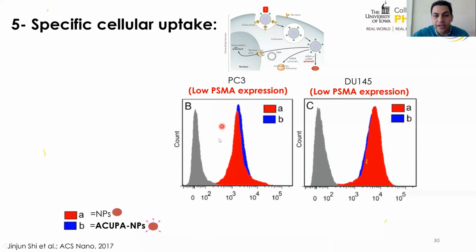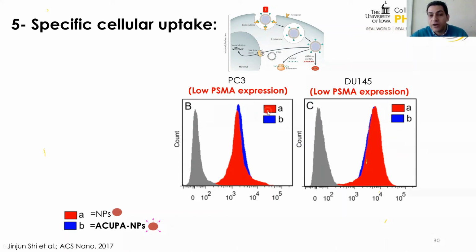If you look at the figure here, the x-axis represents the level of fluorescence that you are getting from your cells. This histogram represents a cell population, and as there is a shift toward the right, it means that these cells are taking up your particles. So what you can see here is they used prostate cancer cells that have low PSMA expression, meaning the receptor is not expressed to a high level.